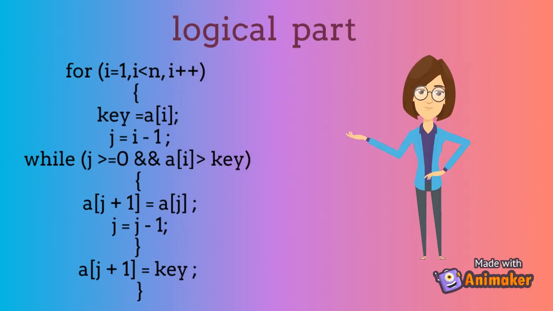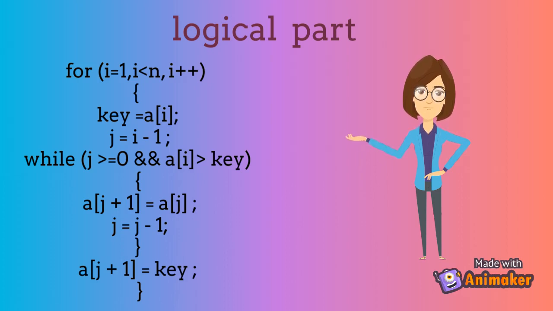Let's understand the logical part. Here a simple and small code is given. In this code we are using two loops. One is a for loop and the other is a while loop. In the for loop, i = 1, i < n, i++, which means i is initialized to 1, given that i should be less than n, and we increment the value of i by 1. If the given condition i < n is satisfied, then the loop gets executed and sets the element in the array at index i as the key element and sets j as i - 1.